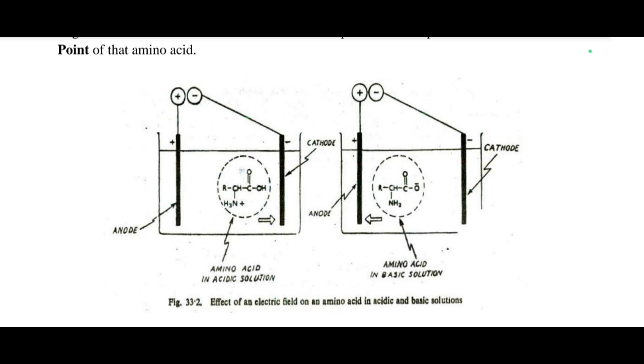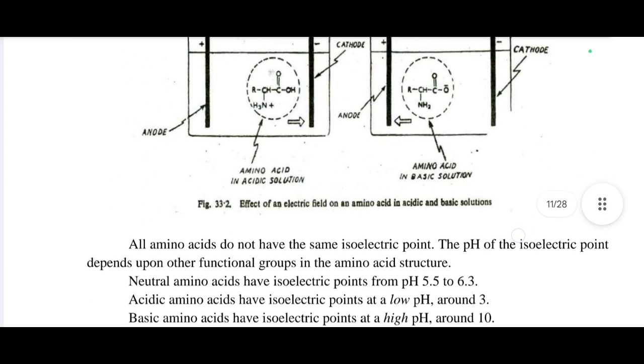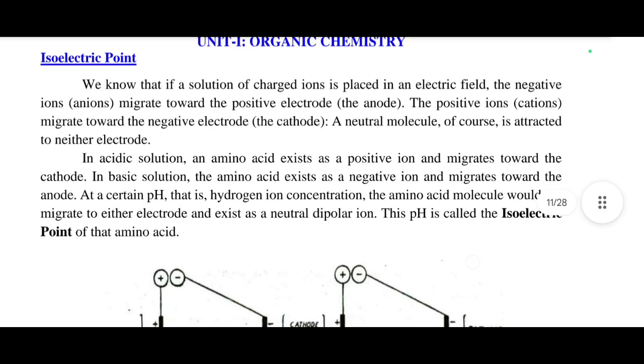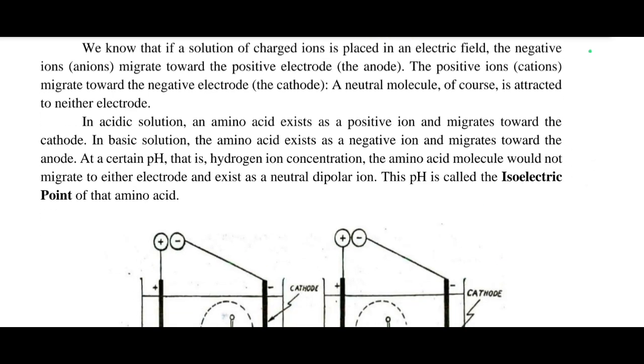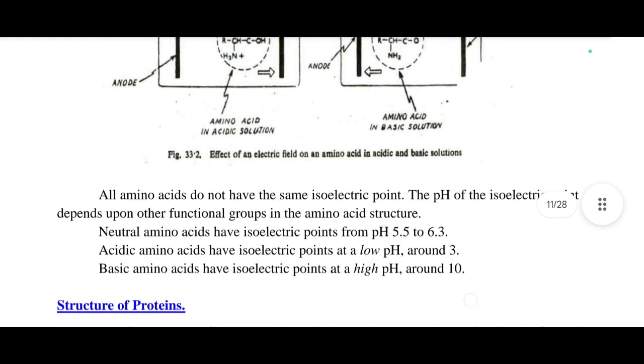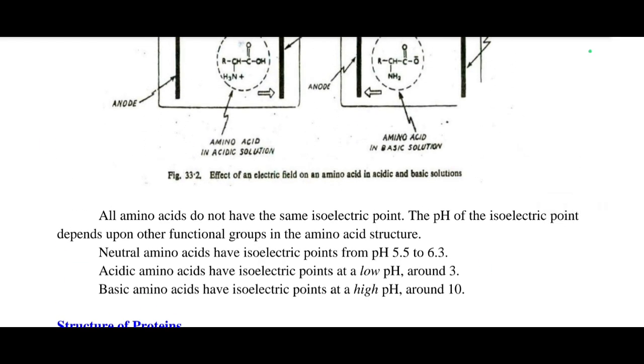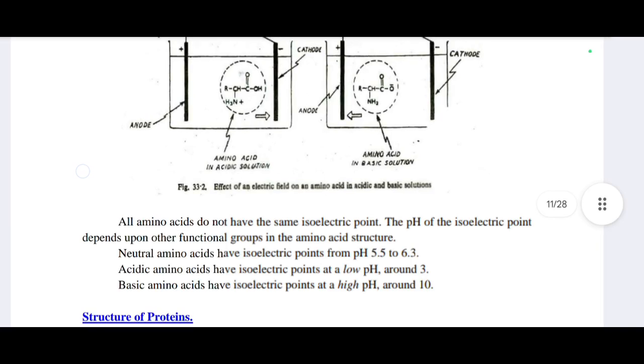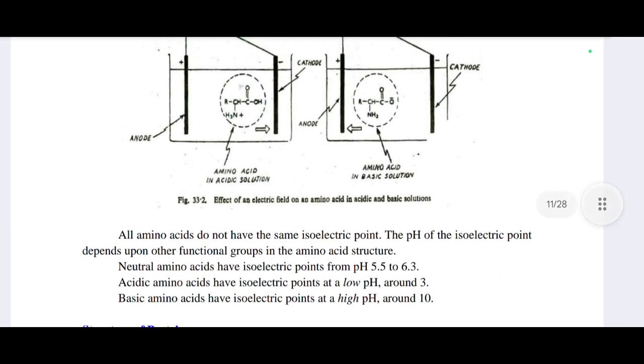Now, we have to maintain the pH of the electrolyte solution in such a way that the amino acid will behave as a neutral molecule and will not move to either side of the electrolyte solution. That particular pH value is called the isoelectric point of the amino acid. As I told earlier, it is specific from one compound to another. So all amino acids do not have the same pH value for the isoelectric point.